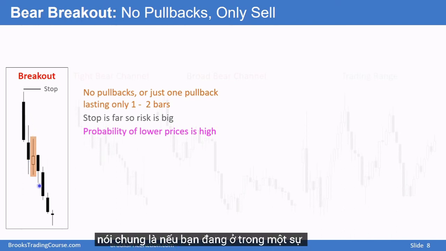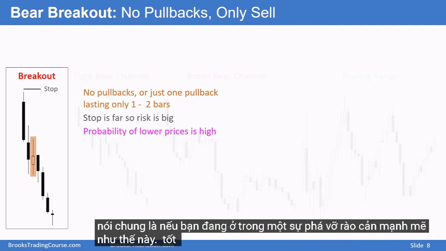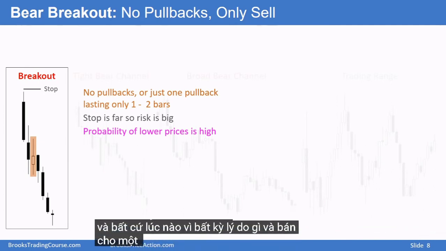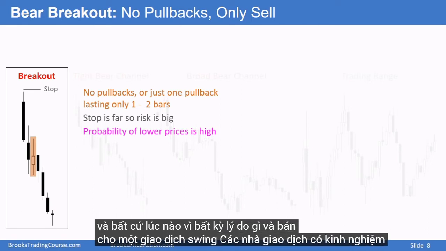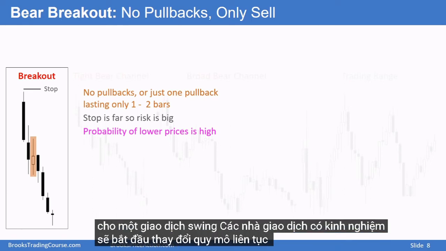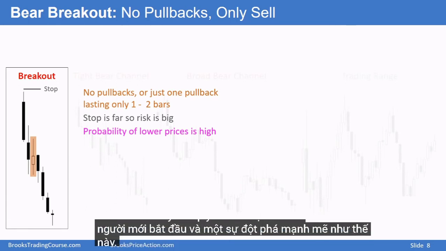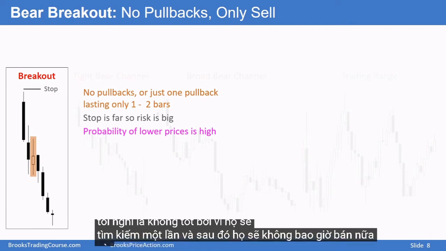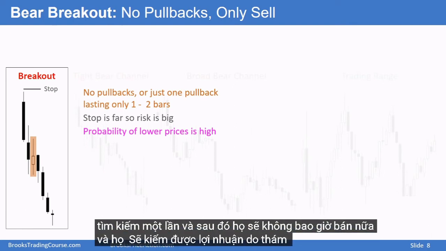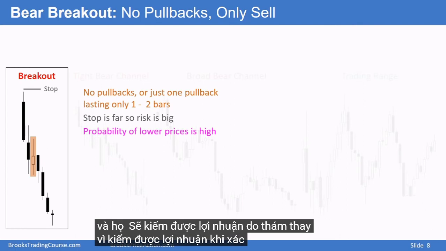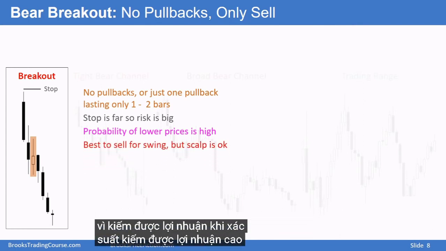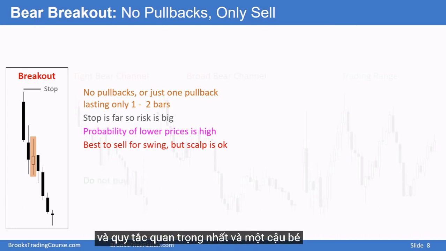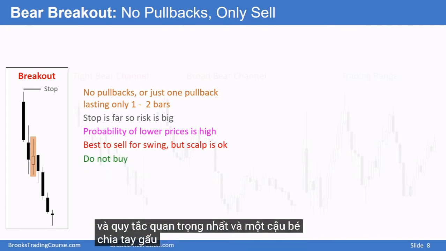In general, if you're in a strong bear breakout like this, it's better to sell at any time for any reason and to sell for a swing trade. Experienced traders will scalp repeatedly. Scalping for beginners in a strong breakout like this, I think, is bad because they'll take one scalp and then never sell again. And they'll make a scalp profit instead of a swing profit when the probability of a swing profit was high. And the most important rule in a bear breakout, do not buy.